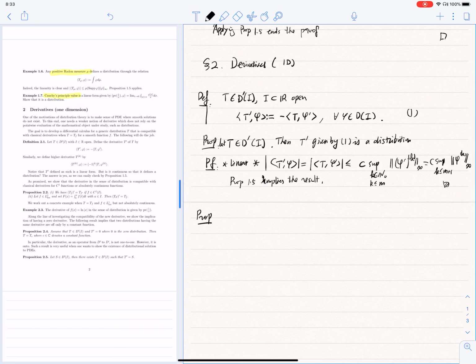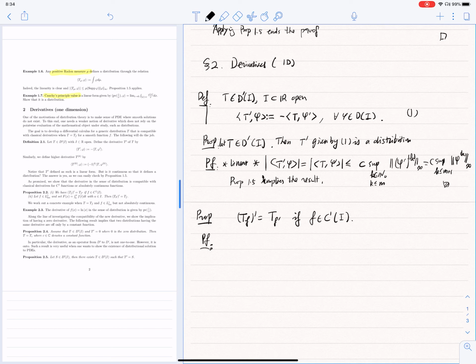So the first thing is that T_F' is equal to T_{f'} if f is a C1 function in the interval. And the second one will be the primitive. Let's do this one by one.